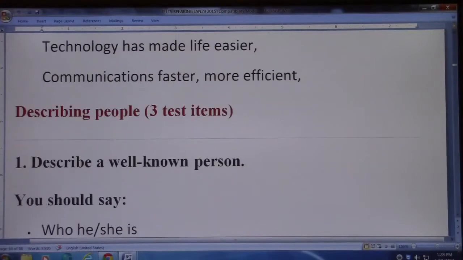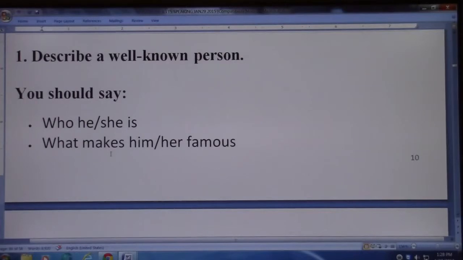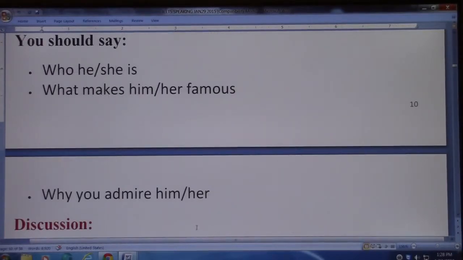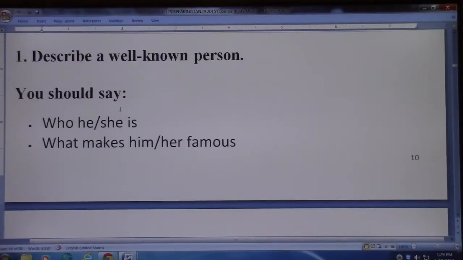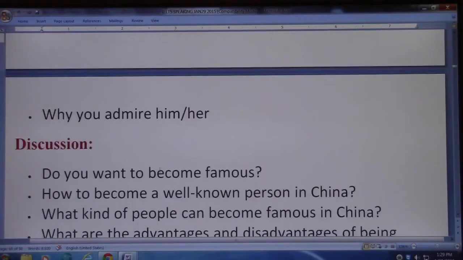So, describing people, 3 items. Describe a well-known person. You should say who he or she is, what makes him or her famous, and why you admire him or her. So, did you have a special person in mind? A famous person whom you admire? Anyone? It could be anyone, because you should describe a well-known person, somebody who's famous and well-known. And also you should admire him or her, because you should explain why you admire. Okay? Who did you think of?